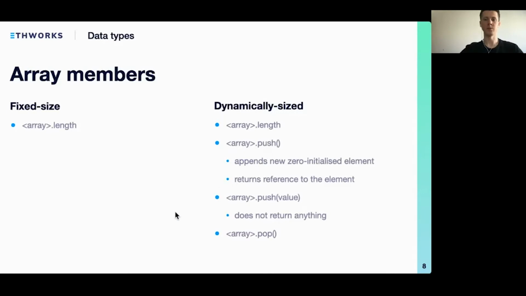So what is a 0 initialized value for integer? It's simply 0. For Boolean, it's false. For string, it's most probably empty string, and so on. You can push an empty value. You can push a 0 value. You can push an existing value. You can also pop from the end of an array.